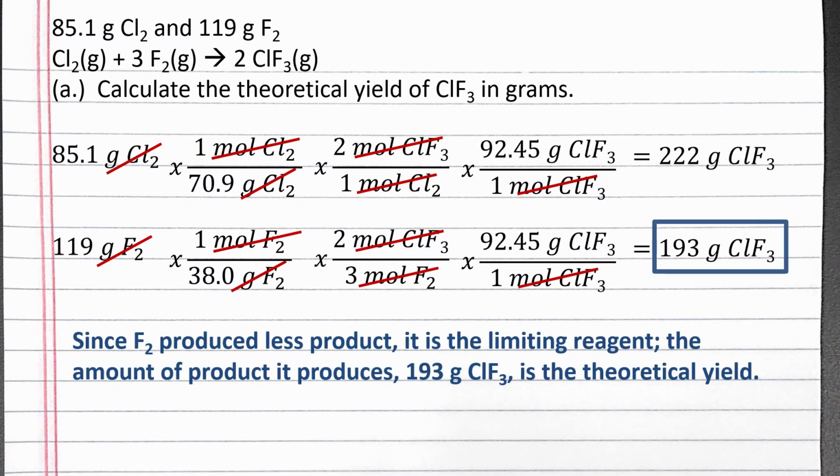Since F2 produced less product, it is the limiting reagent. The amount of product it produced, 193 grams ClF3, is the theoretical yield.